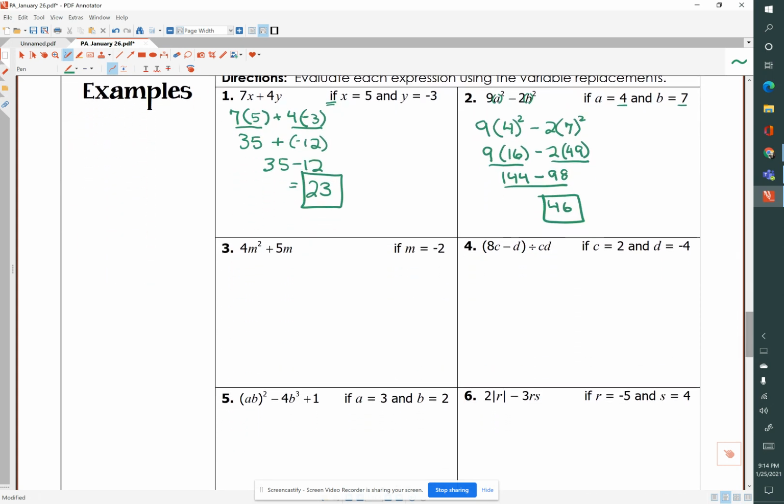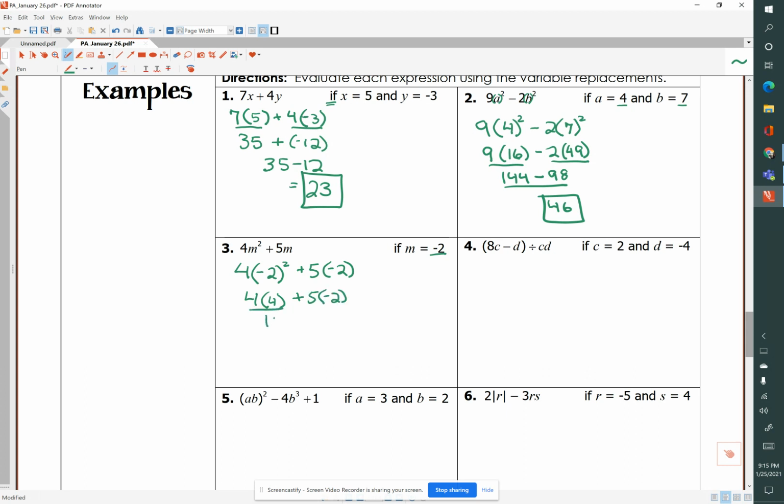Number 3, we have 4m squared plus 5m, and m equals -2. Be very careful with the negative number with this one. So let's rewrite the problem with our substitutions. We have 4 times -2, which will be squared, plus 5 times -2. So we'll start with the exponent because we don't have anything happening in the grouping symbols. So 4 times -2 squared, well, -2 times -2 is a positive 4, plus 5 times -2.